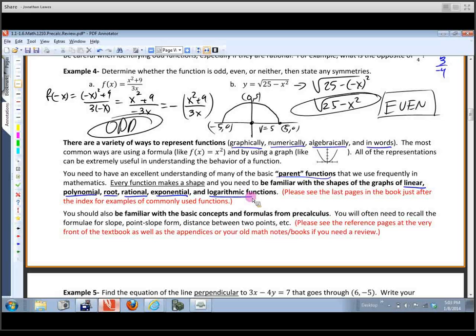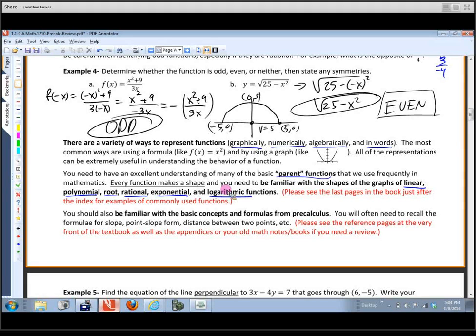And if there are some of those that you're not familiar with, like say you're not very good at polynomials, or logarithmic functions tend to be a struggle for a lot of people, those might be things that you want to take a look at. In the back of the book, there are a bunch of commonly used functions, and they kind of go through and explain those.